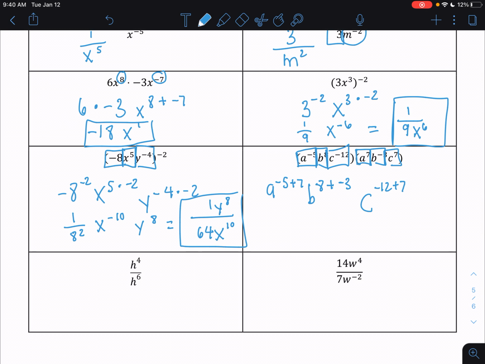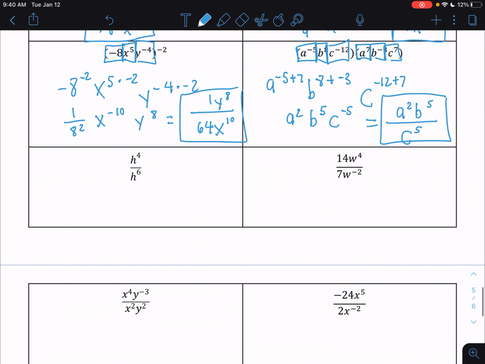And if we simplify those all down, we get a squared times b to the 5th times c to the negative 5. We don't want negative exponents, so we have to put the c to the negative 5 underneath. Just like that. That's our answer for that one.